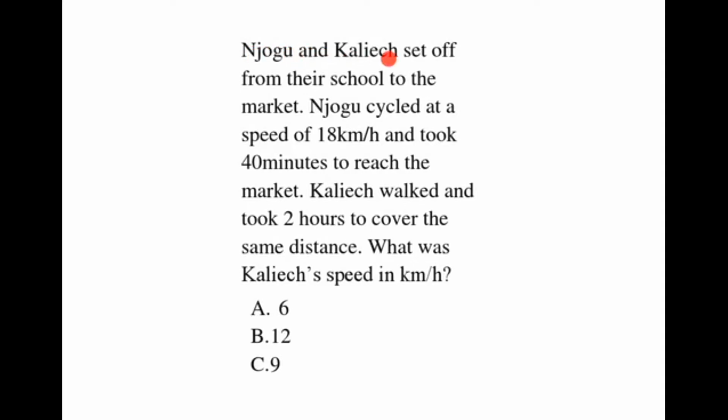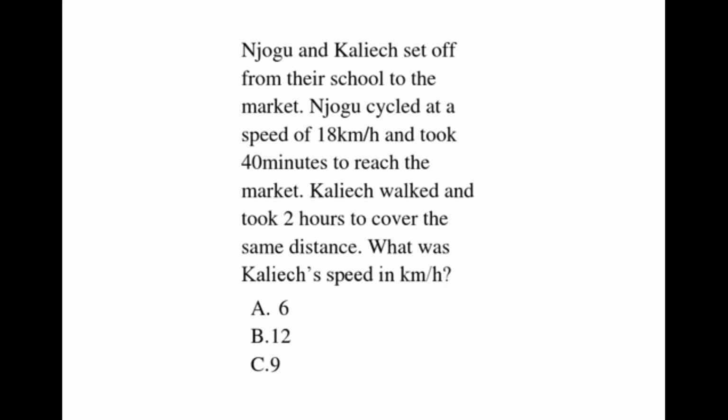Jogu and Kaliech set off from their school to the market. Jogu cycled at a speed of 18 kilometers per hour and took 40 minutes to reach the market. Kaliech walked and took 2 hours to cover the same distance. What was Kaliech's speed in kilometers per hour?